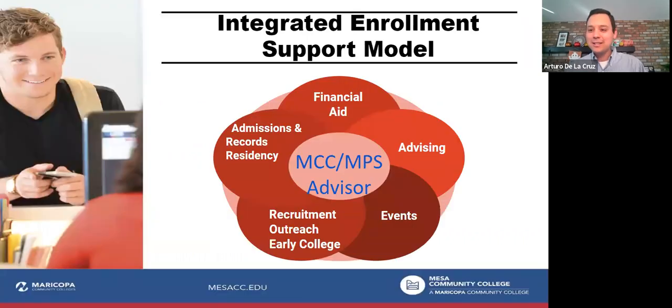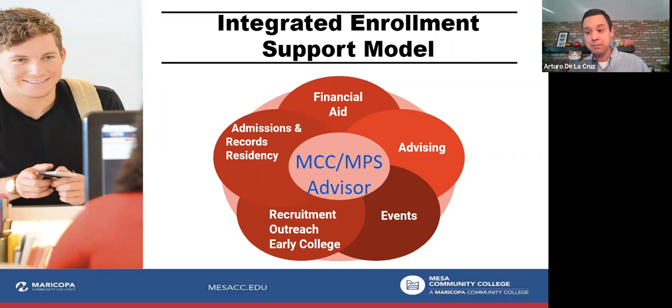All right, so this is the support model that we go with. The MCC advisor is embedded in the high school, and we work with students throughout their enrollment cycle. It works for a student doing any kind of dual or concurrent program, and also for students who are graduating and matriculating to either an associate's degree program or a certificate program at the community college. So we work with students throughout the whole recruitment and enrollment cycle.